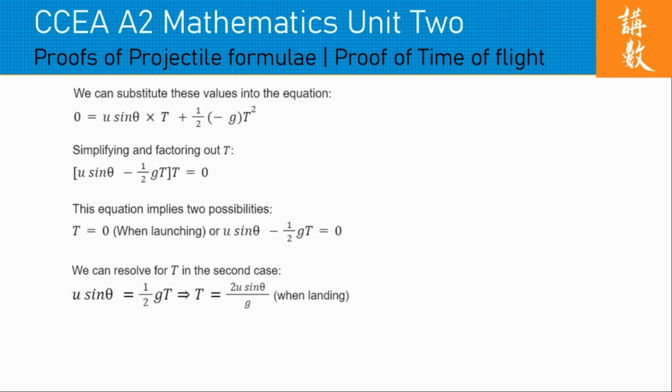We can solve for T in the second case, so that u sine theta equals half gT, which gives T equal to 2u sine theta over g, which is the time when it's landing. Therefore, the time of flight is given by T equal to 2u sine theta over g. That's the end of the proof of time of flight.